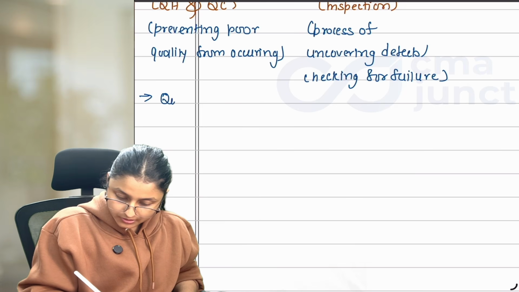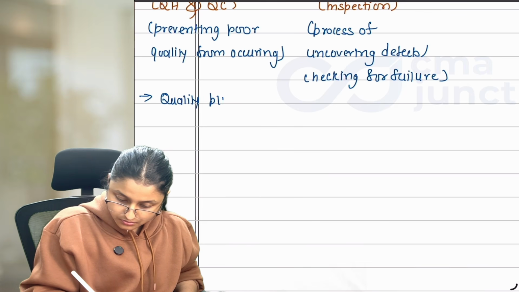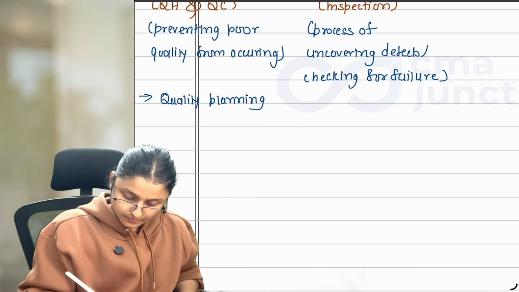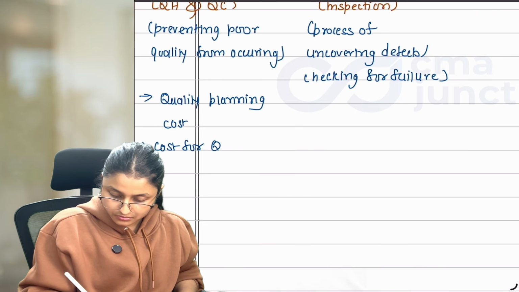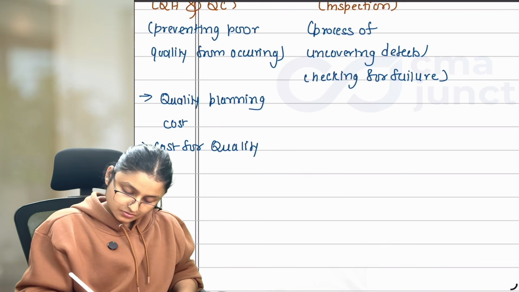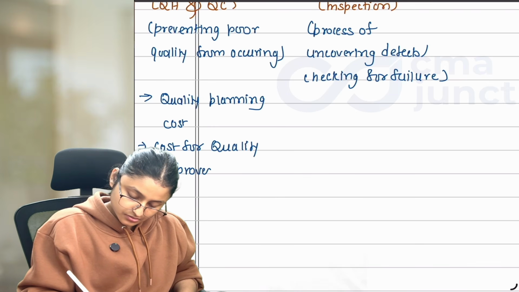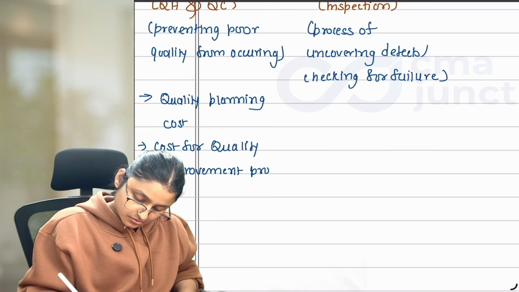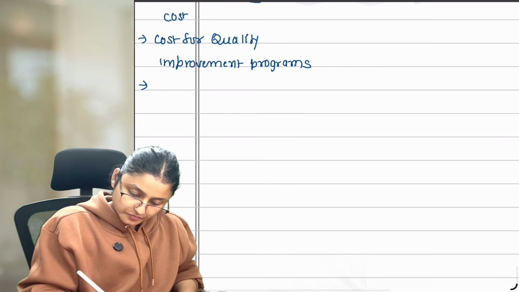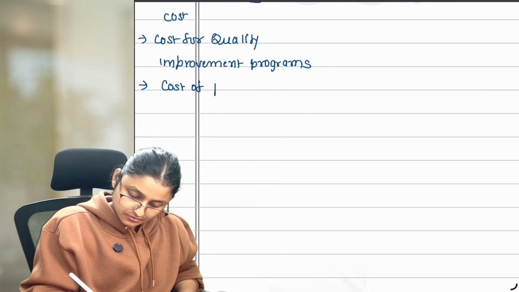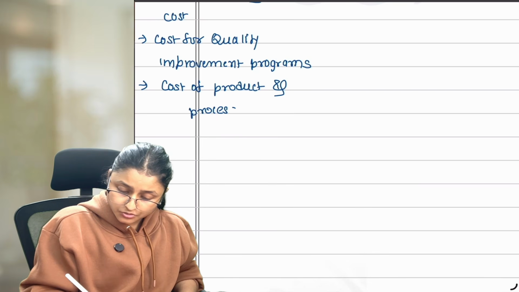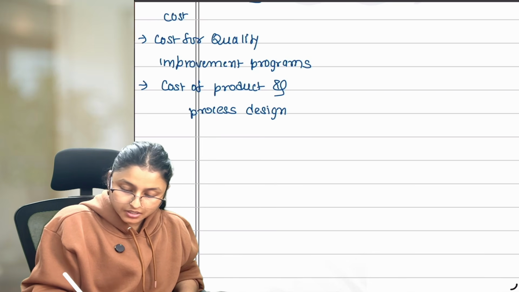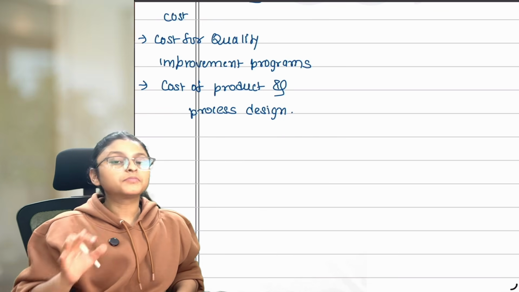Here we incur quality planning cost, cost for quality improvement programs like Six Sigma, next cost of product and process design. Try to remember or try to recall them. No need to just remember all of these things.